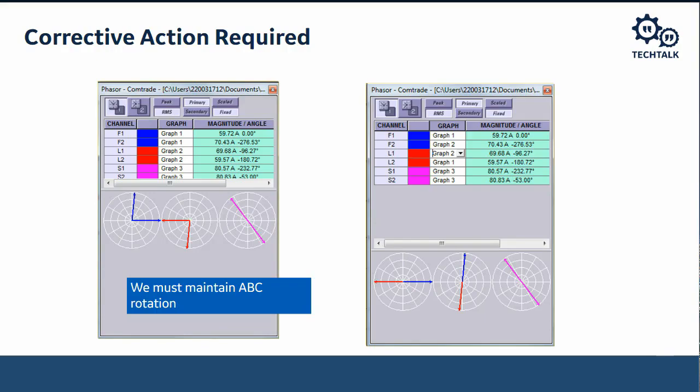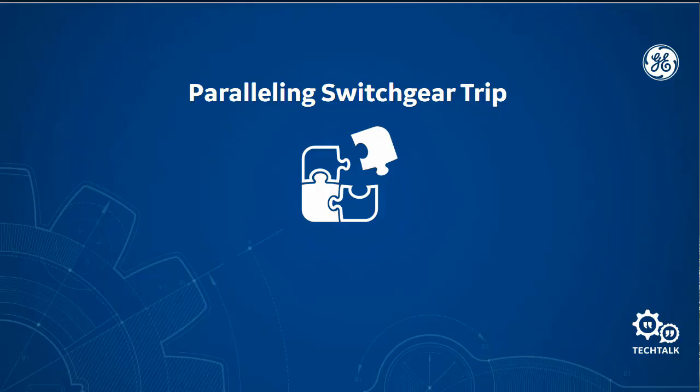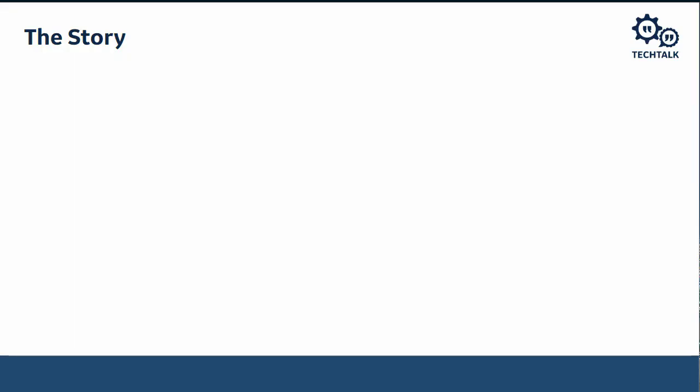Okay. And the very last one I've got before we got some time for some questions is a paralleling switchgear trip. So in this paralleling switchgear trip, the story is the relay trips every time I close the breaker. Okay. It is tripping on overcurrent. Right? So what is the problem here?